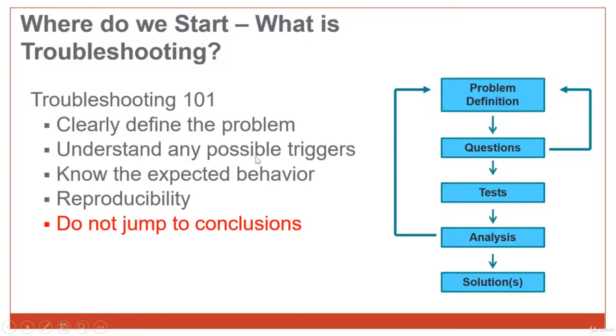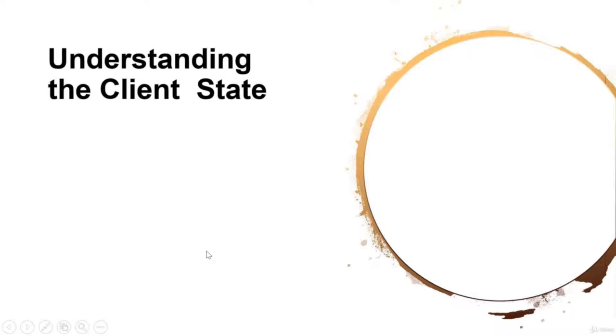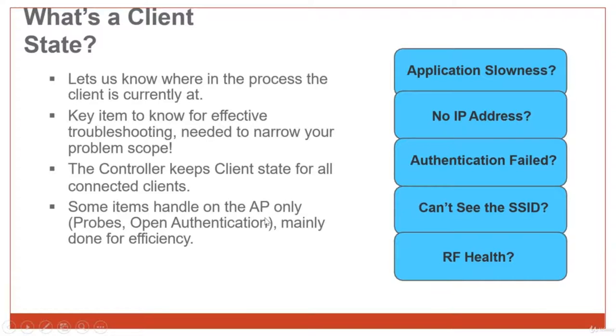All right, so define the problem, understand the possible triggers, know the expected behavior. If we are able to reproduce it, do not jump to a conclusion initially. Understand the client state. If we are using the bottom-to-top approach, the state of the client means the state of the machine that is connecting with the AP. So is it application slowness? Are they getting an IP address, or is the IP address flapping, or are they not getting any IP address? Is there any problem with authentication? Are they not able to see the SSID, or is the signal strength very low?